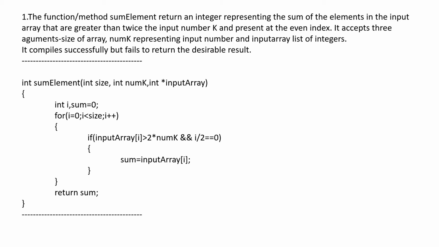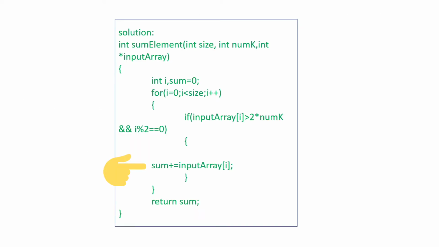But if you observe it, there is a small logical error: sum is updated every time, it is not added to the previous sum. So the only change to be done is sum is equal to sum plus the array element, or else sum plus equals array element. So that's the only change to be done in this code. Then this code will run perfectly. See here, sum plus equals input array. This is the only change made.